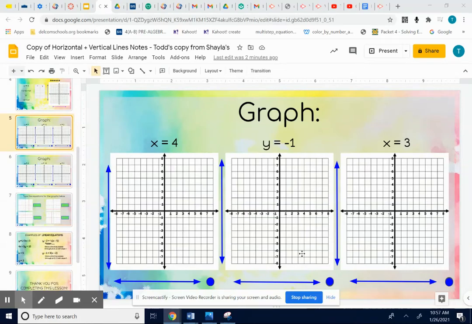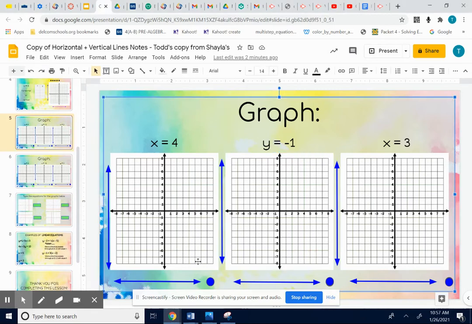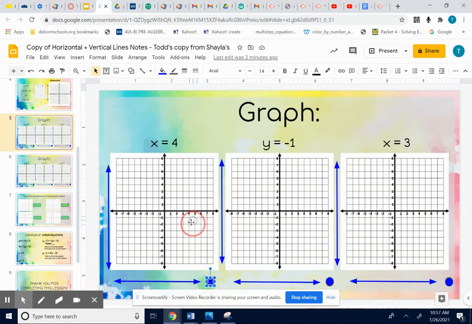Okay, I wanted to go over the problems on slides 5, 6, and 7. Okay, we're on slide 5. The first equation, x equals 4. Just think about coordinates that have an x-coordinate of 4. You only need 2 of them.